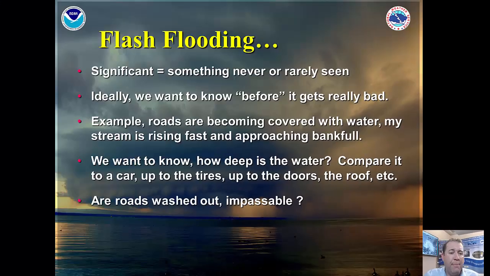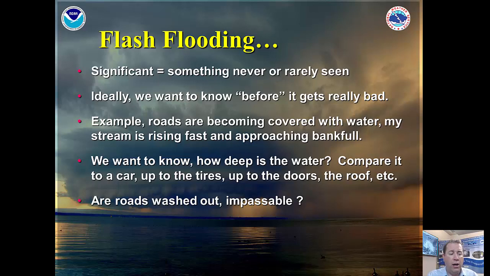If you get any type of flooding, that's something that we want to know about. We're talking significant, something that you've never seen or rare. We're not talking the ponding of water, the low spot in your road that happens 5 times a summer. We're talking about something that's significant, ideally before it gets bad. An example could be roads are becoming covered with water, my stream is rising fast, and I've never seen it near bank full, and it is this time.